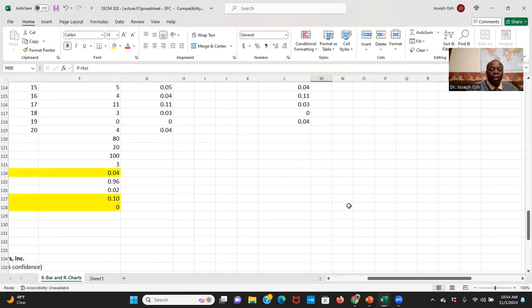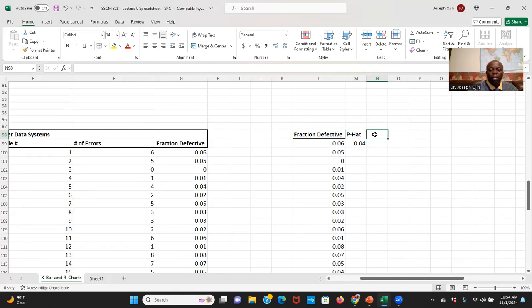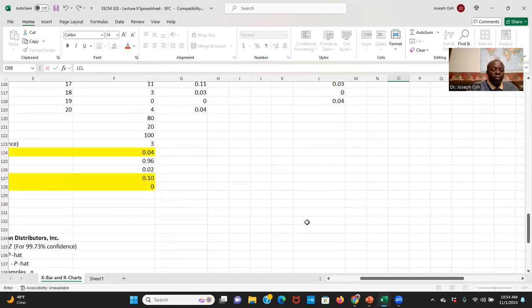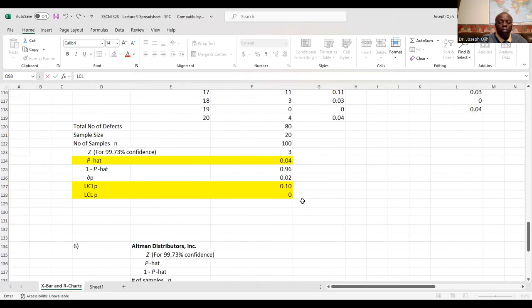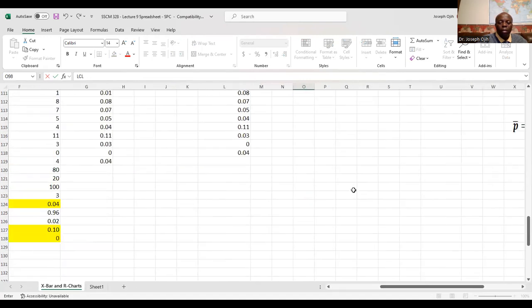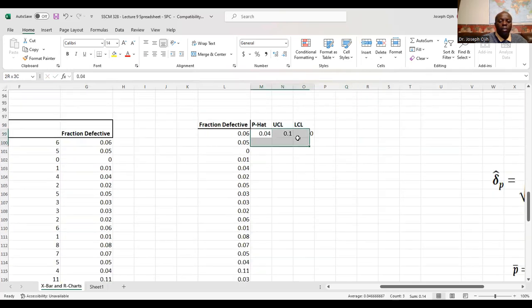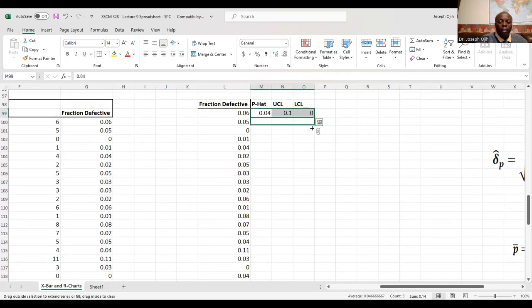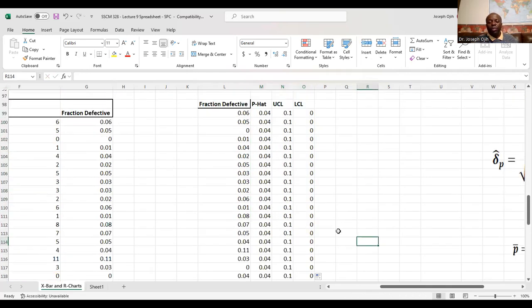Then next is the upper control limit, UCL, and lower control limit, LCL. From our calculation, the upper control limit is 0.10, and the lower control limit is 0. So we're gonna copy all this down to the last value for the fraction defective. I highlighted it, and I'm gonna drag it down all the way to the last cell. Now with this, we can draw the p chart.